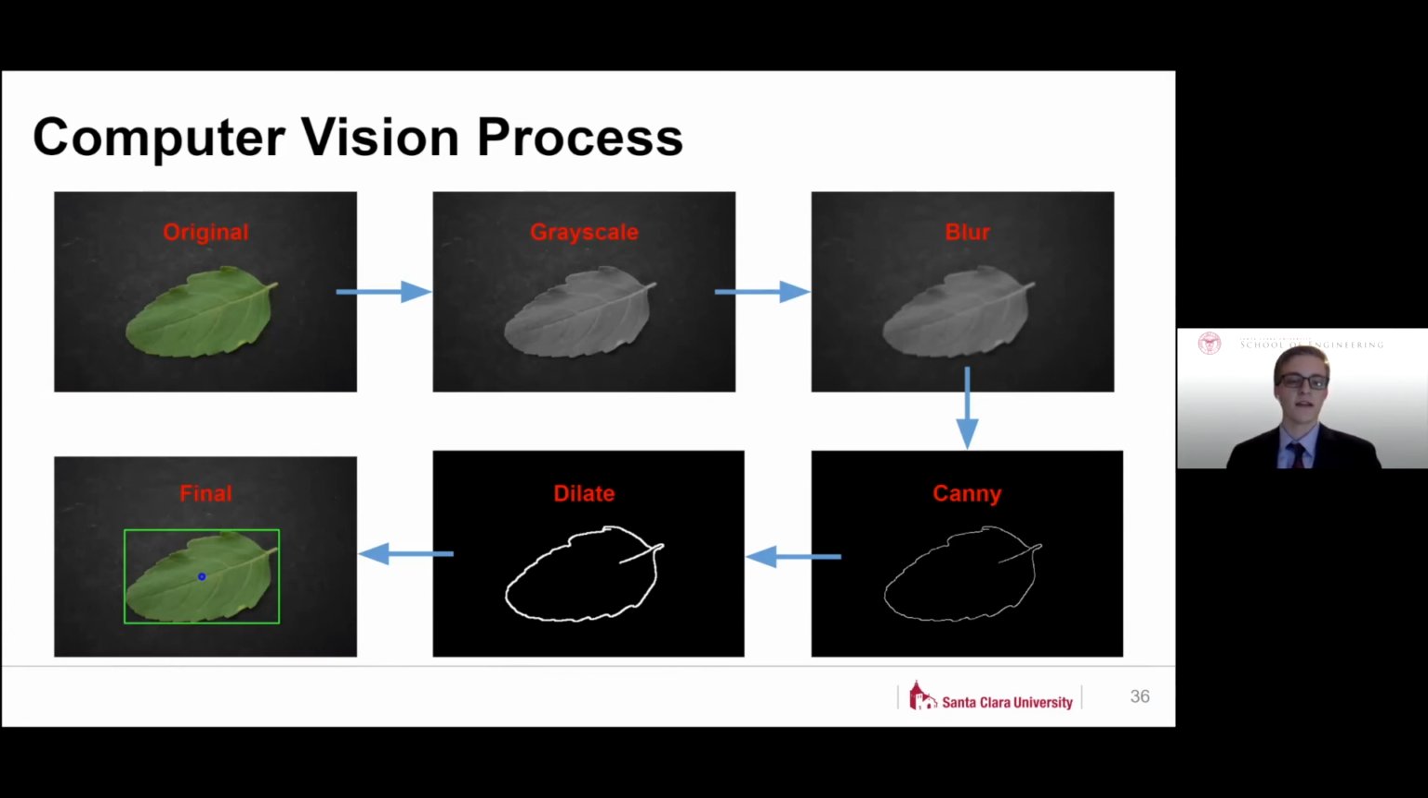Next, we apply a dilation, which simply increases the thickness of the lines that surround the leaf. Then that image can be passed to an OpenCV function, which can find a bounding box of the identified object, in this case, the leaf. From that bounding box, we can then find the center. You can see the center is the blue dot in that final image, and that is the coordinate that is passed on to the gripper system to identify where to go to pick up the leaf.